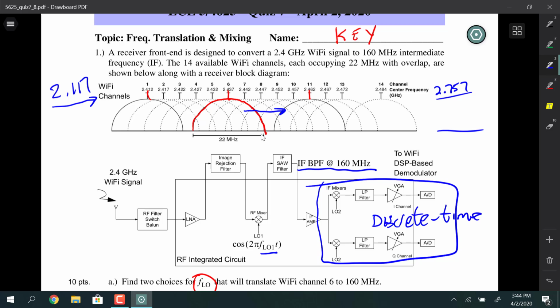Another important thing to note is that we don't have both image frequencies to deal with simultaneously. This one's associated with low side, and this one is associated with high side. So they don't both exist at the same time. When you make your decision about which you're going to use, then you have one or the other of those two that you have to contend with.